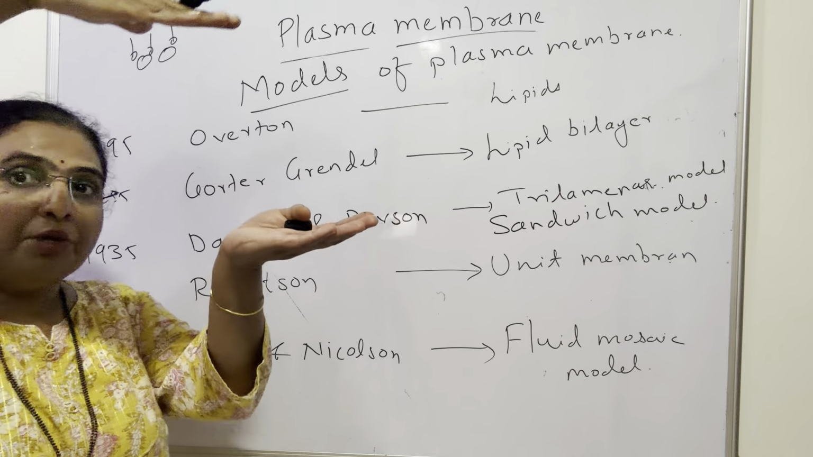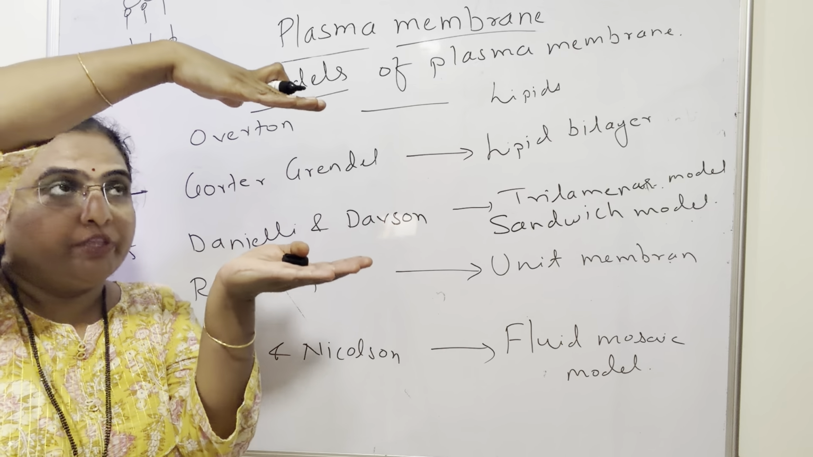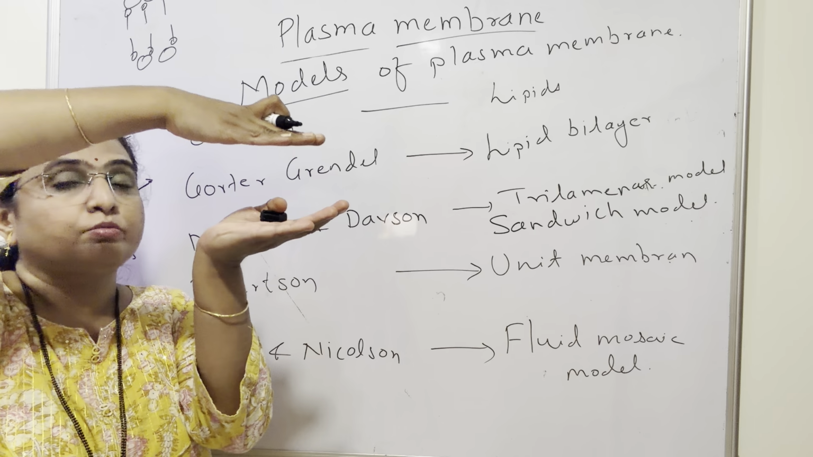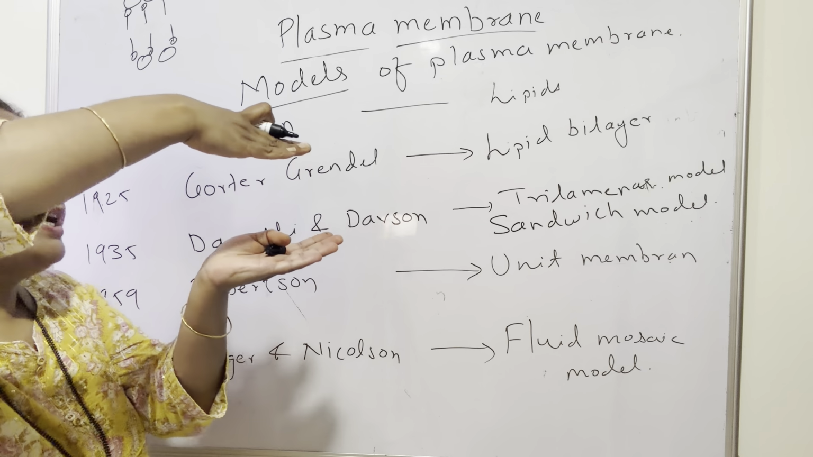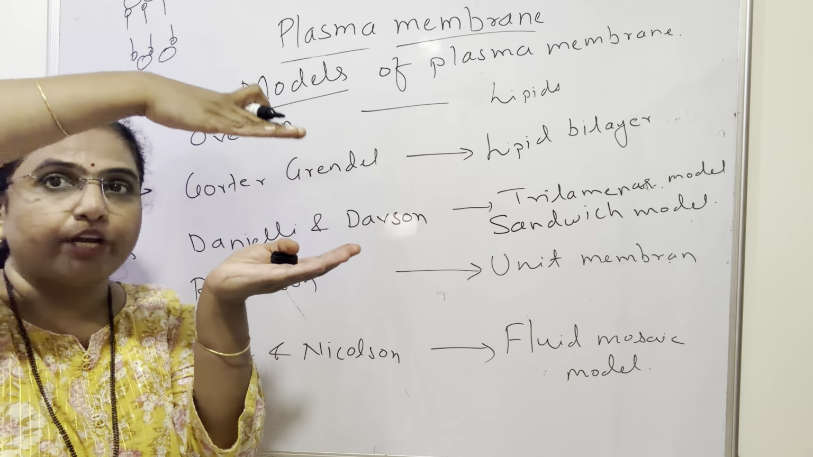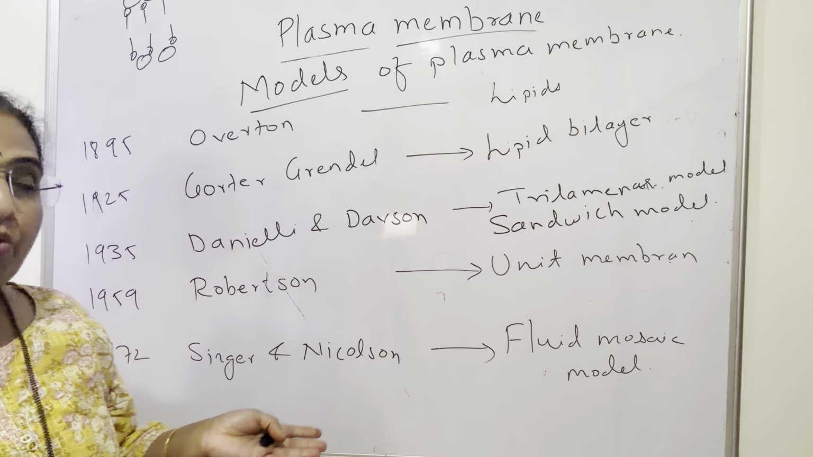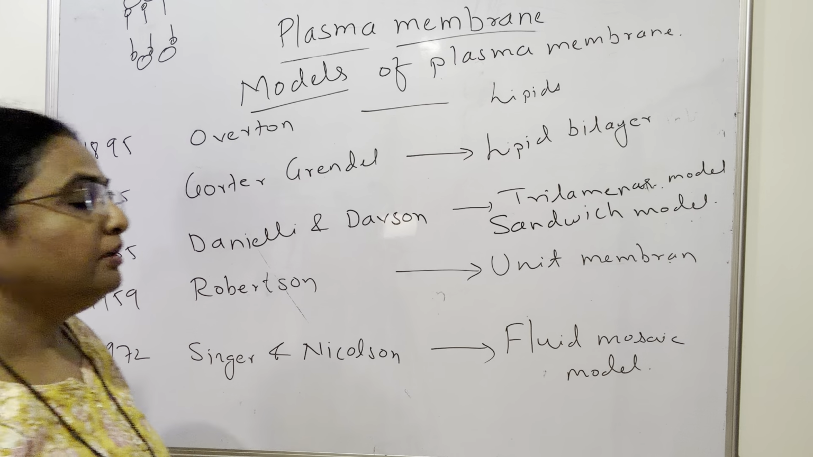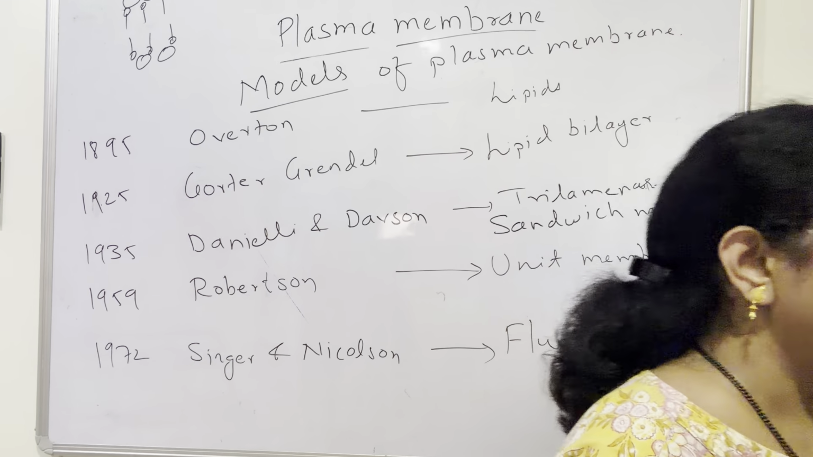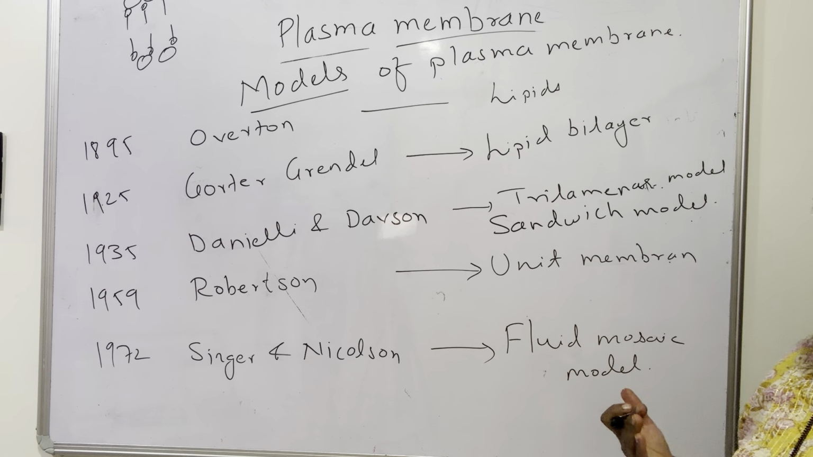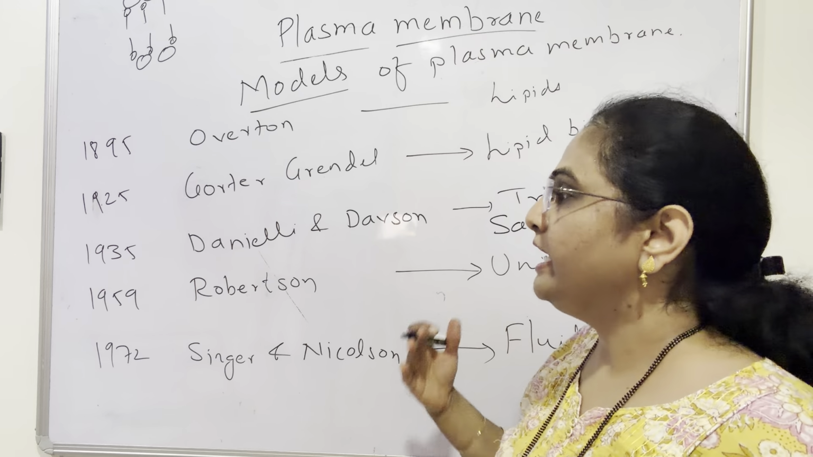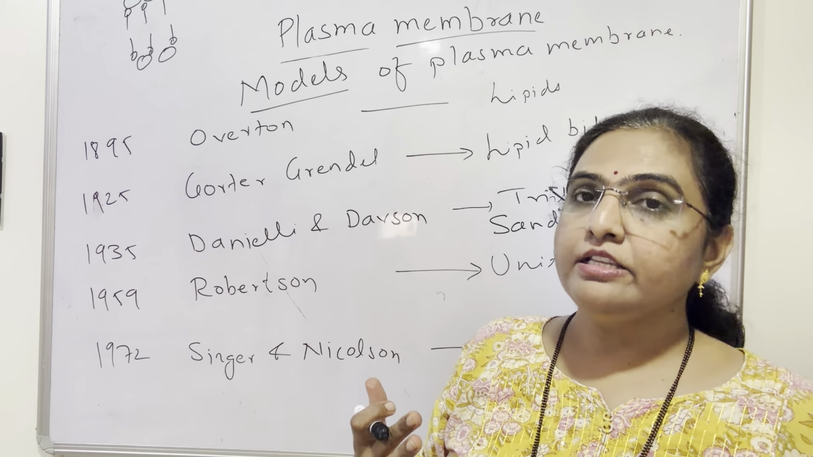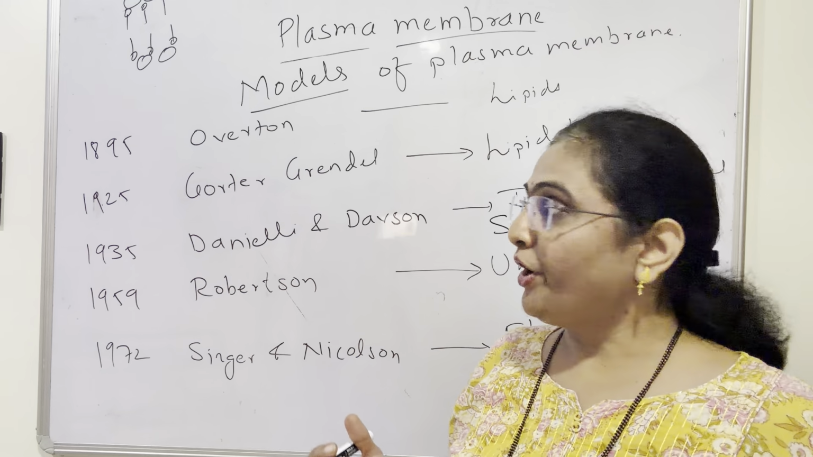So in between the two layers of proteins, there is the lipid bilayer. That's why it is a sandwich model, or trilaminar model, which was given by Danielli and Davson. Robertson, with the help of the electron microscope, saw a railway track like structure.